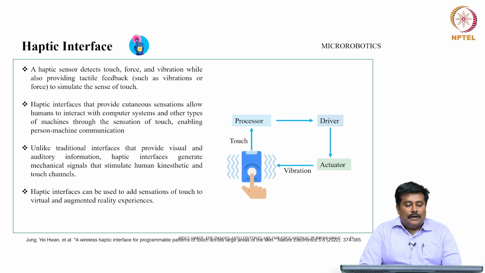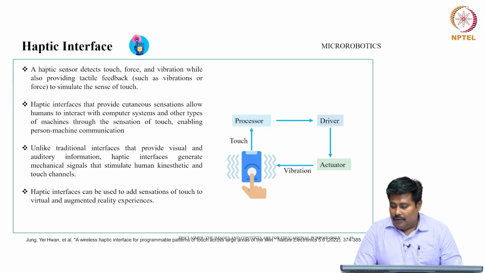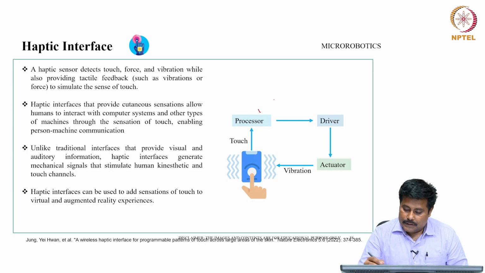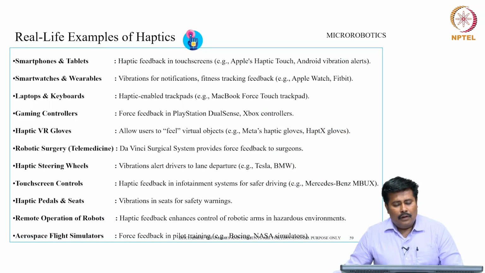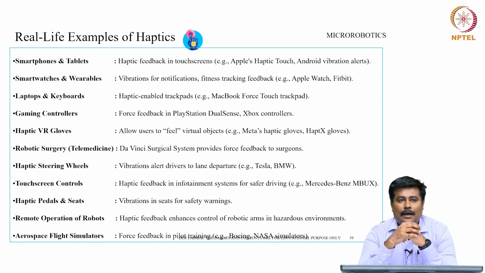Unlike a traditional interface, which provides visual and auditory information, the haptic interface generates a mechanical signal that simulates the human kinesthetic and touch channel. Haptic interfaces can be used to add the sensation of touch to virtual and augmented reality experiences. Ideally, the haptic system should be capable of interfacing with the processor, the driver, the actuator and the vibration sensor.